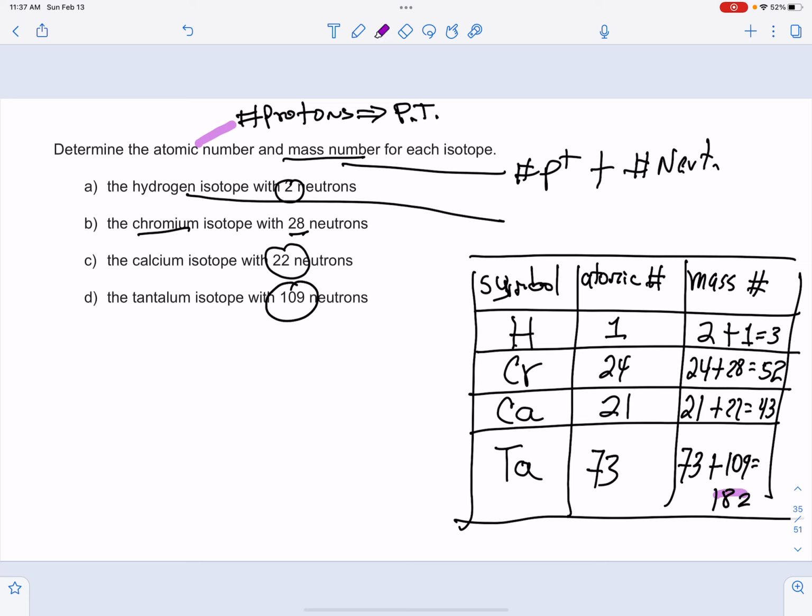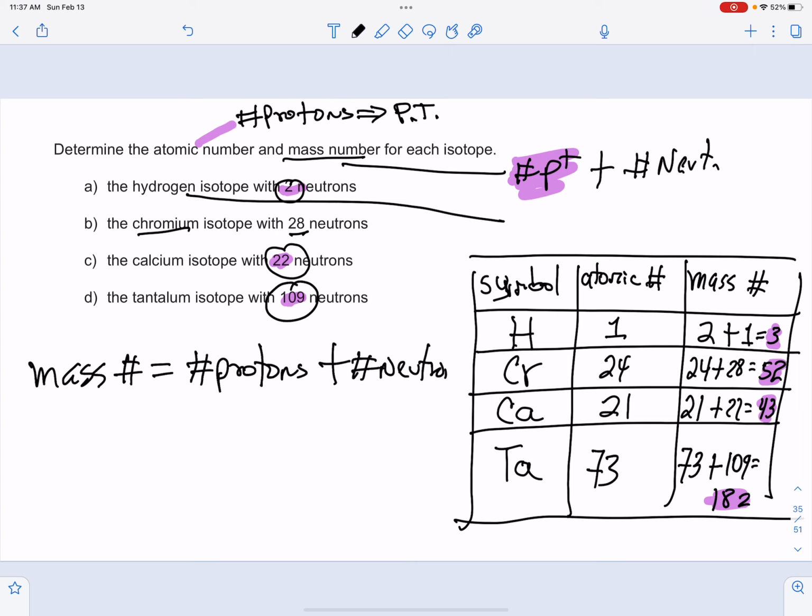So the mass number for tantalum is 182, for calcium is 43, for chromium is 52, and for hydrogen is 3. And we got that by using the periodic table and the number of neutrons given, and knowing that the mass number equals the number of protons plus the number of neutrons. And the number of protons comes from the atomic number, which is the same from the periodic table.